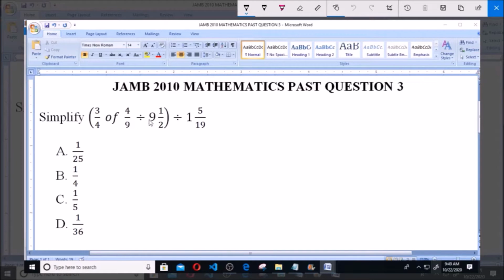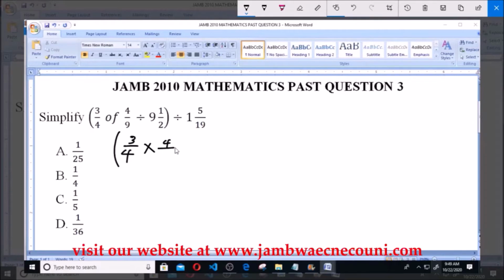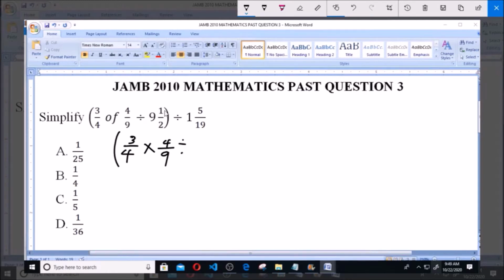Now in this simplification, let's deal with the bracket first of all. We have 3 over 4 of, and this "of" simply means multiplication. So it simply means 3 over 4 multiplied by 4 over 9, then divided by, now this is a mixed number, so we have to convert it to an improper fraction. That will be 9 multiplied by 2, which is 18, plus 1, that is 19. So we have divided by 19 over 2, close brackets, then divided by, this is also a mixed number. We convert it to an improper fraction. 1 times 19 will give us 19, plus 5 will give us 24. So 24 over 19. So we have 3 over 4 multiplied by 4 over 9.